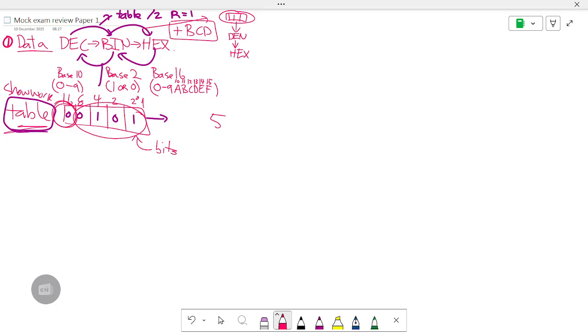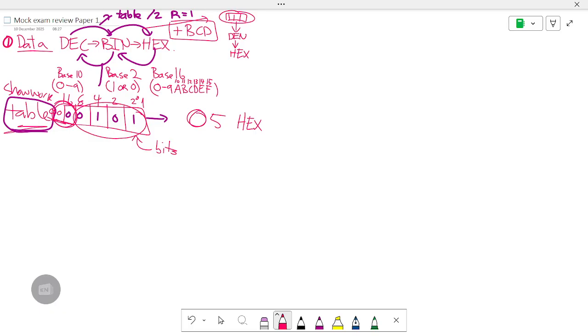If we have 1, 0 here, so what is this going to be? 0. It's going to be 0. And so it's going to be 0, 5. And this is the hex number. Okay? So you need to be able to go from base 10, base 2, base 16, and then vice versa.